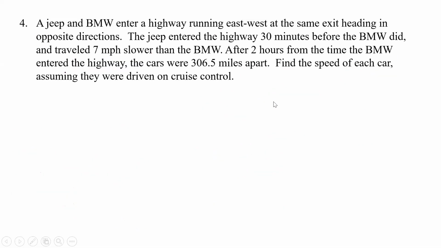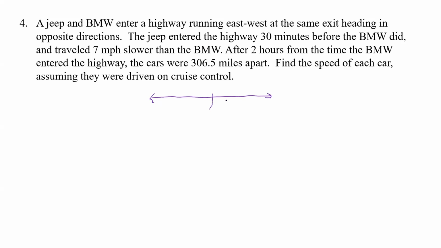All right, what about this one? Here we have a Jeep and a BMW enter a highway running east to west. So we're going to have some kind of a road going this direction, and at the same exit heading in opposite directions. So somewhere we're having some kind of entrance ramp and one's going one way, one's going the other way.